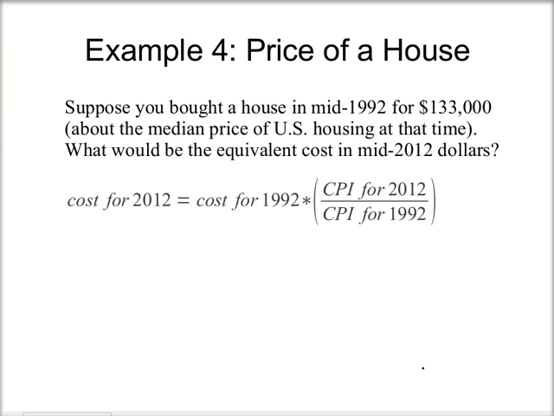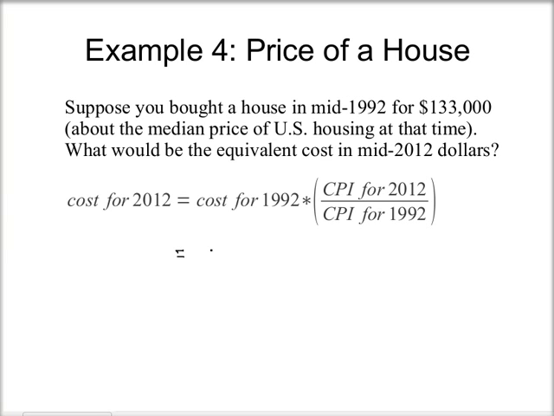And finally, we're going to look at one more example. We're going to look at the price of a house. Now remember, I said that the price of houses aren't included when you calculate the CPI, so we're going to expect that maybe this is not going to be quite accurate. So suppose I bought a house in mid-1992 for $133,000, and that was the median price of U.S. housing at that time. So if I use the CPI, what would I get for the equivalent cost in mid-2012 dollars of that house? So again, I'm just going to plug into my formula here.